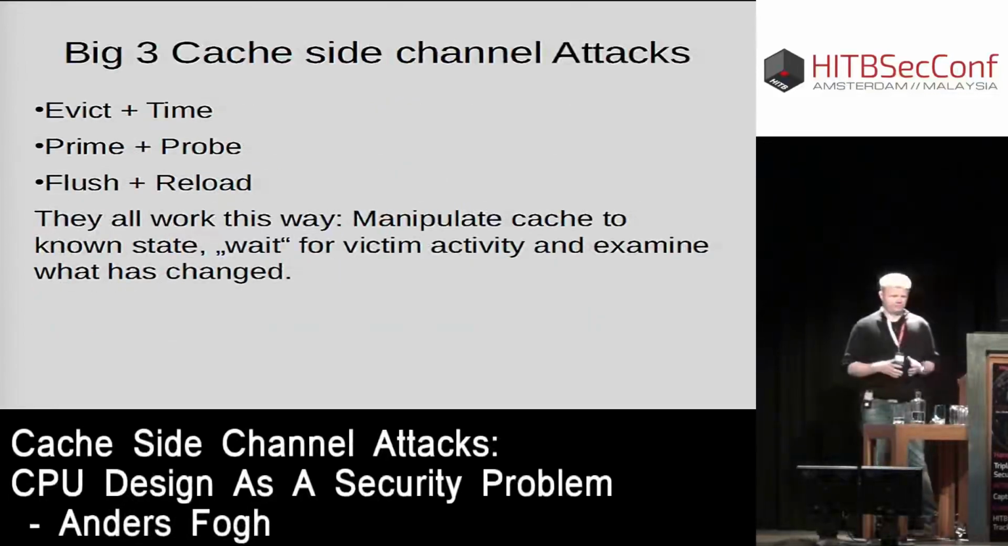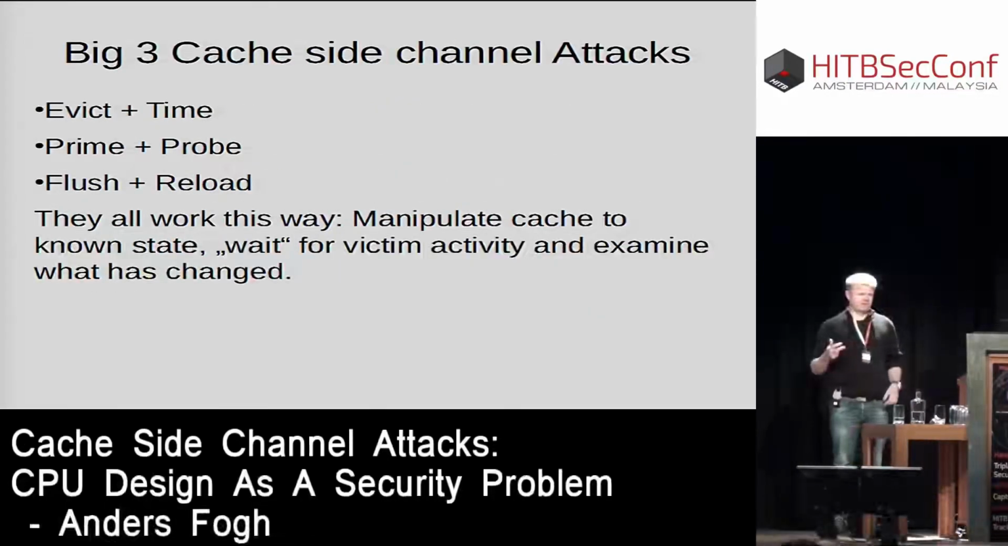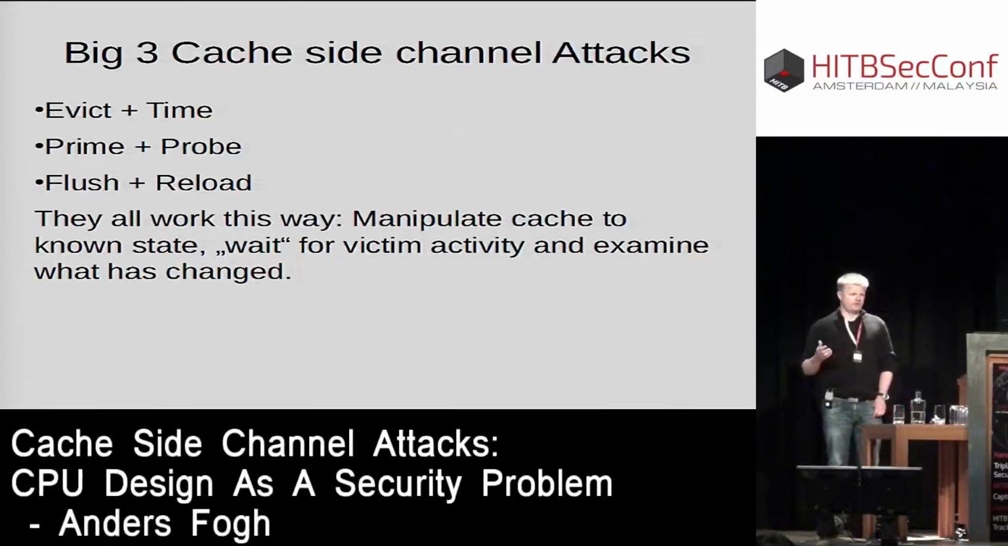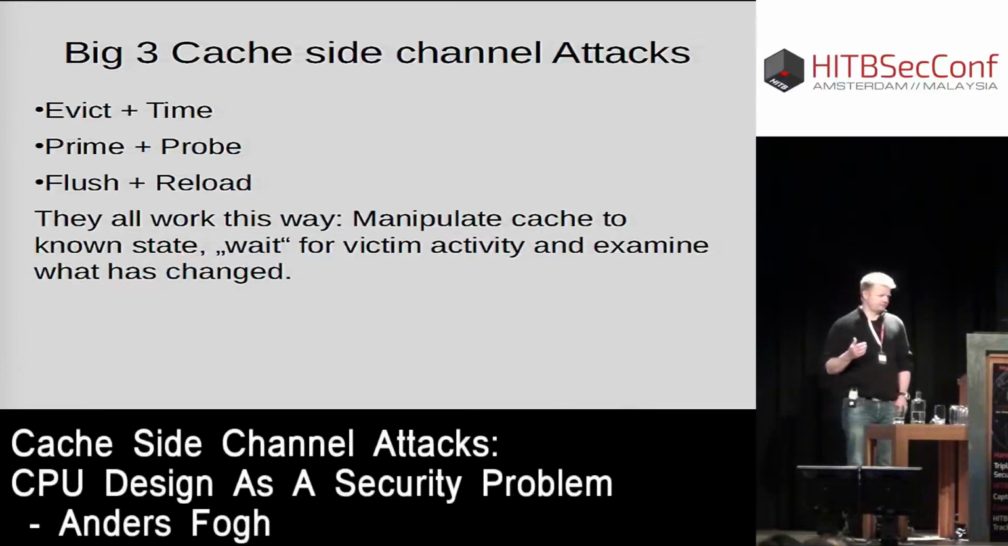So I like to think of cache attacks as three big cache attacks, and then there's tons of variation of these three. There are other cache attacks. I will not be talking about them. They all work in the same way. The attacker manipulates the cache to a known state, and then waits for the victim activity, and then examines what has changed. As you see, the big three: evict and time, prime and probe, flush and load. The primitives for manipulating the cache are the first part of it. The second part is how we actually see what's in the cache.